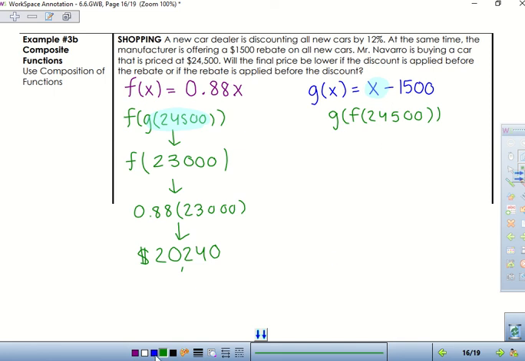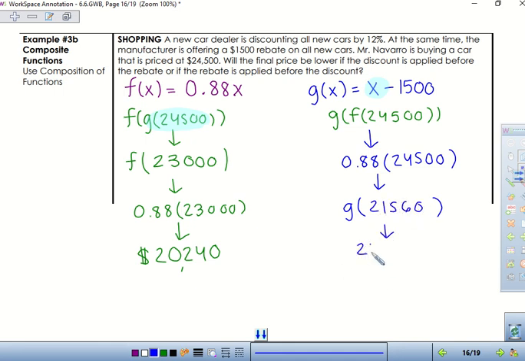Now let's try it the other way around. Here we're going to take the percent first. And then the rebate. 21,560. Good. And then to get the actual, we're going to do this minus 1,500.